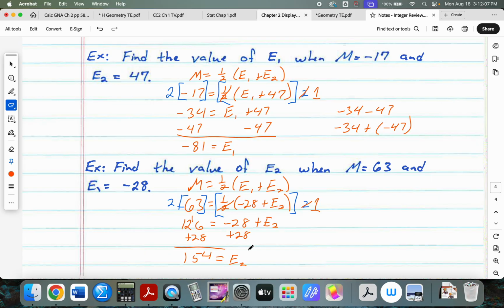Any questions about that? Again, I'm not trying to insult anybody's intelligence. Confused on, like, can I get a recap of what E2 is? Like, we're finding the value of E2, right? But what is E2? Doesn't matter. It's just a variable.